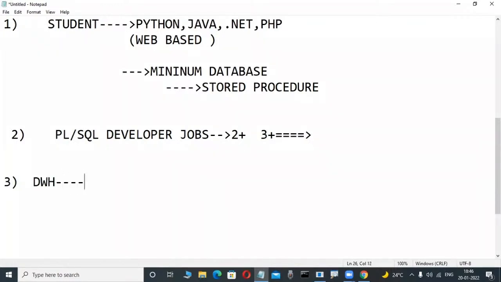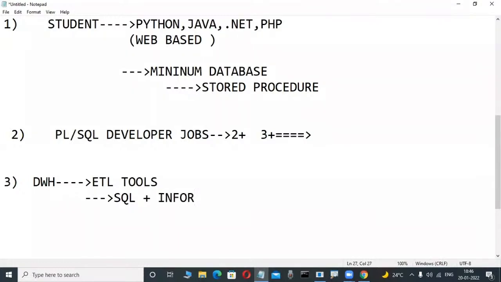In that, there are ETL programmers and reporting programmers. ETL means extraction, transformation, and loading tools. These persons need a little bit of SQL knowledge. PL/SQL is not required, only SQL knowledge. Having an idea, they learn these tools in institutes also.